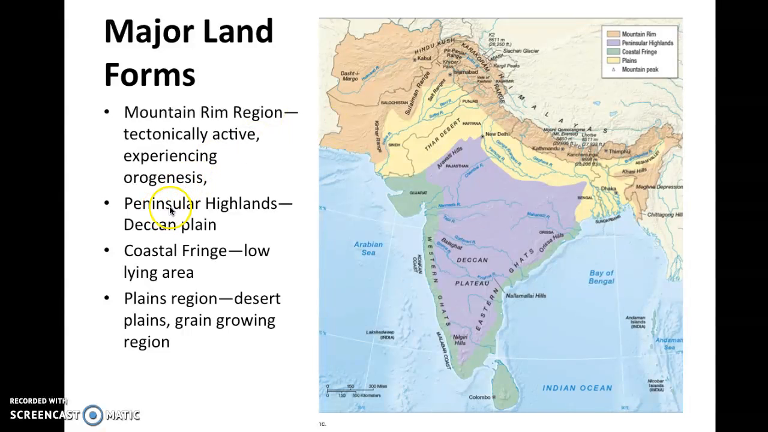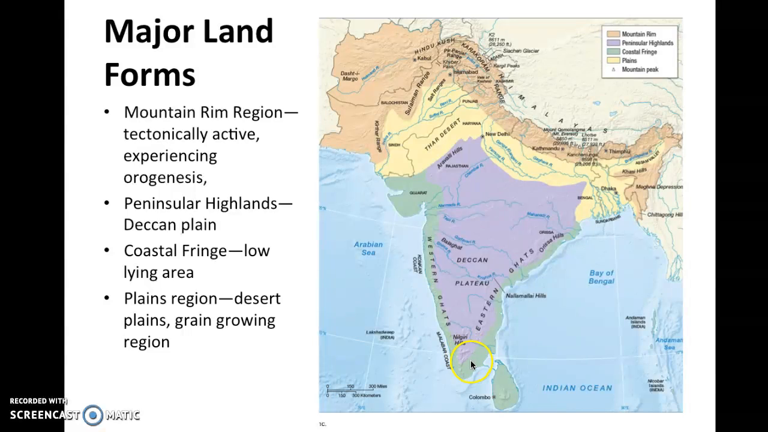You have peninsular highlands. That's the Deccan Plain in here. This has a lot of jewels and gemstones from this region. It's very stable. It's an old landmass, volcanic in nature. And you have the coastal fringe, low-lying area.